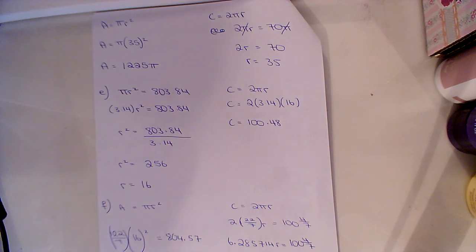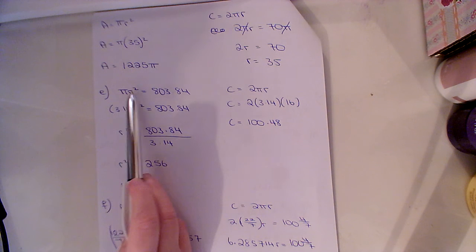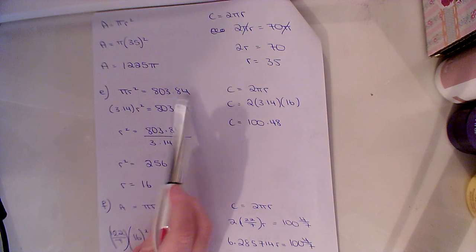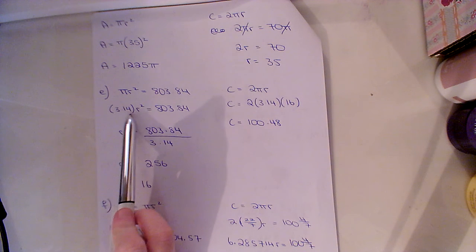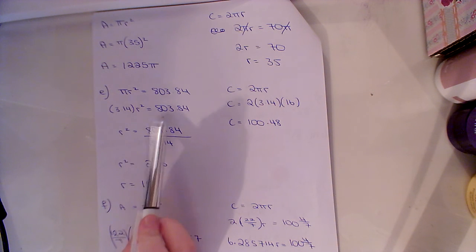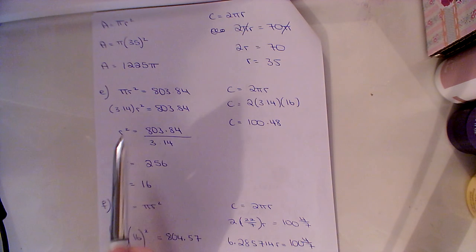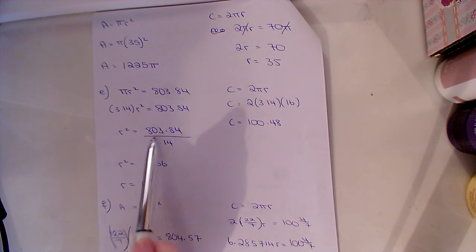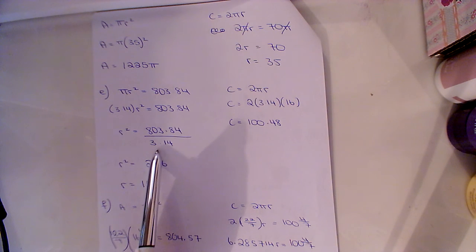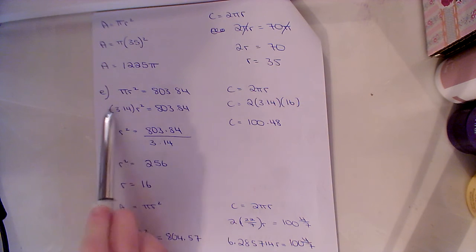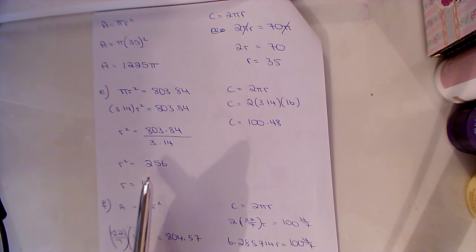The next one then, I was actually given my area, and I was told to take pi as 3.14. So I have area is equal to pi r squared is equal to 803.84. So I have 3.14 r squared is equal to 803.84. I have r squared is equal to 803.84 divided by 3.14, because they're being multiplied, and I get r squared is equal to 256, get the square root of that, and I get r is equal to 16.